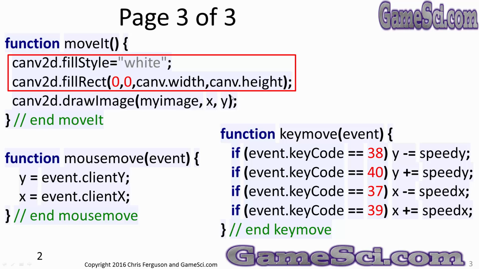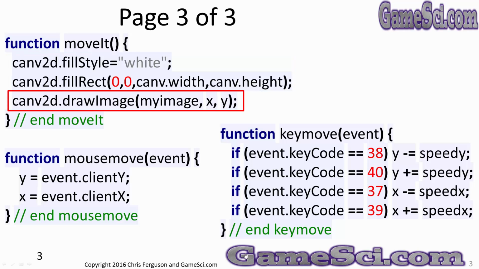This is essentially an erase command. Erase the entire screen with the color white. Or better yet, erase the entire canvas with the color white. Then we're going to redraw the image. canv2d.drawImage. I want to draw an image on the screen. Remember my global variable where we loaded Mario.png in? Go to the current X and Y coordinate and draw the image on the screen.